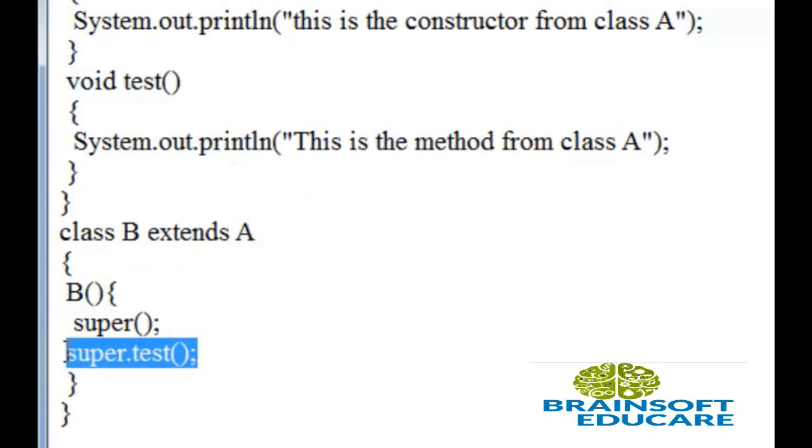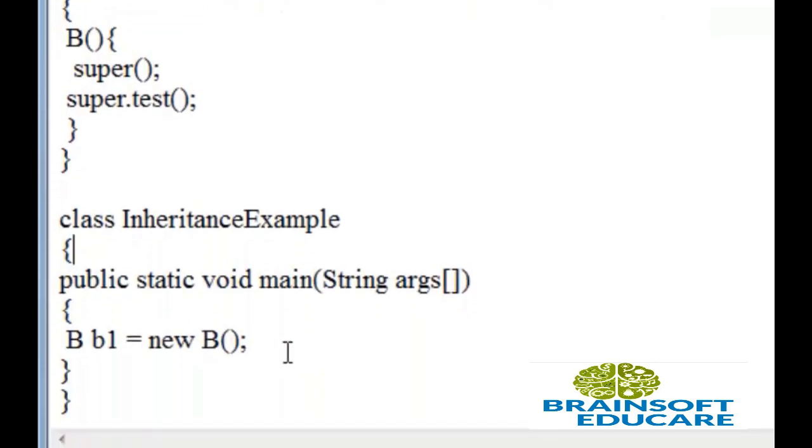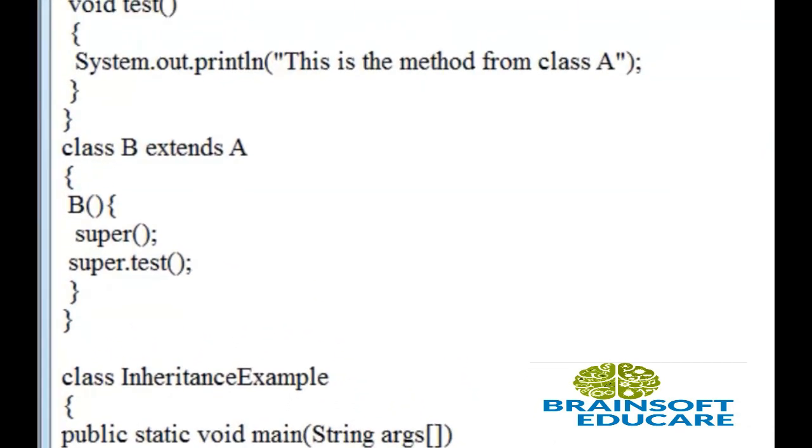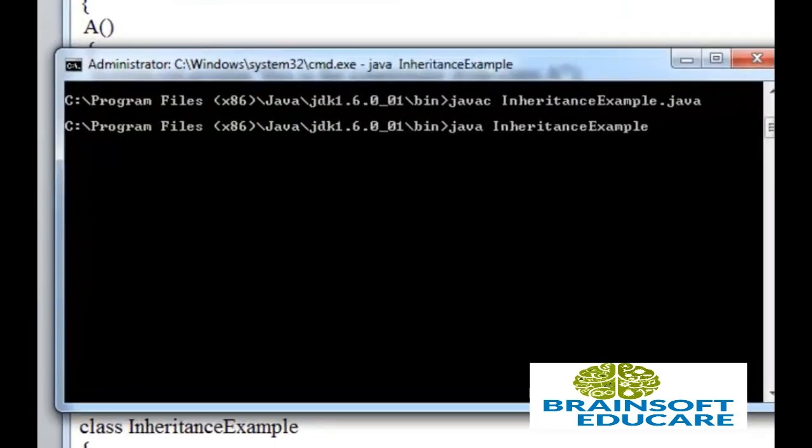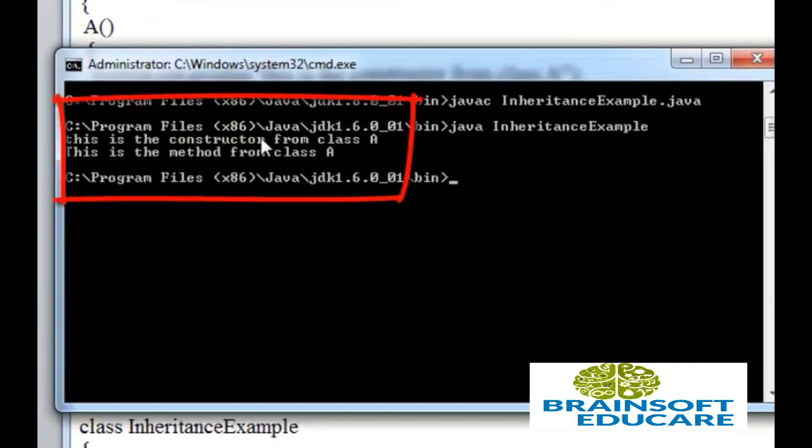Now this is our main class. We have just created b1, an object of class B. Now let's check the output. Now let's run this program. So the first statement is "this is the constructor from class A", which is the output of the constructor, and the second statement is "this is the method from class A". This statement comes from the method test of class A.